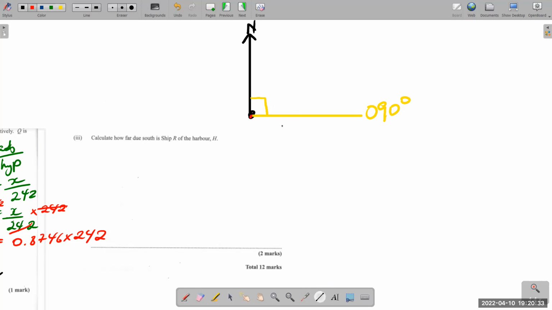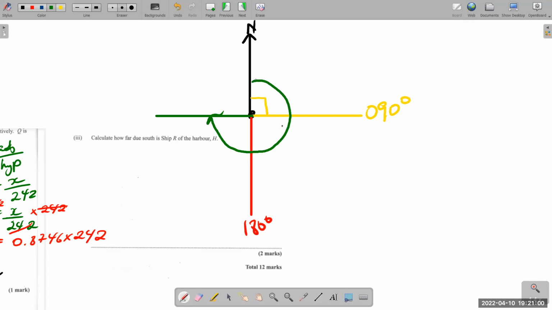If my bearing is south, I'm not going straight down. What angle is that? 180, exactly. If my bearing goes west, what is that bearing? How do we know it's 270? Because you got to add up. This is 90, this is 90, this is 90. Remember, you're starting to measure your bearing from the north line. So from there to there is 90, from there to there is 180, and from here to here is 270.